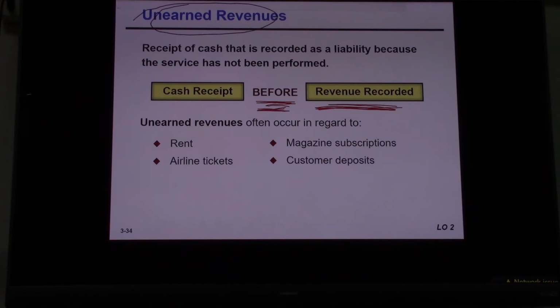In this case, the company should record a liability by crediting a liability account, because we didn't perform the service yet, and we have an obligation, we have a liability to perform this service in the future. We received the cash, but we didn't perform the service. In this case, we should increase liability. Items like rent, magazine subscriptions, airline tickets, and customer deposits for future services may result in unearned service revenue.